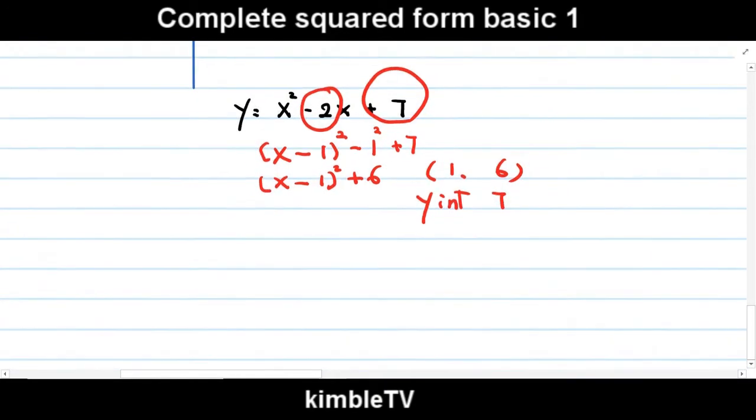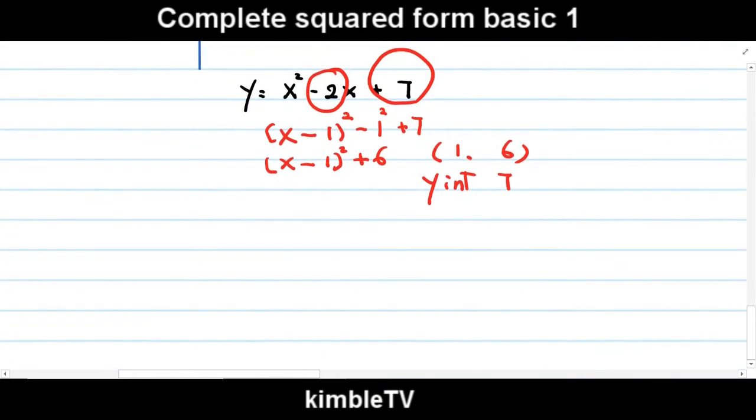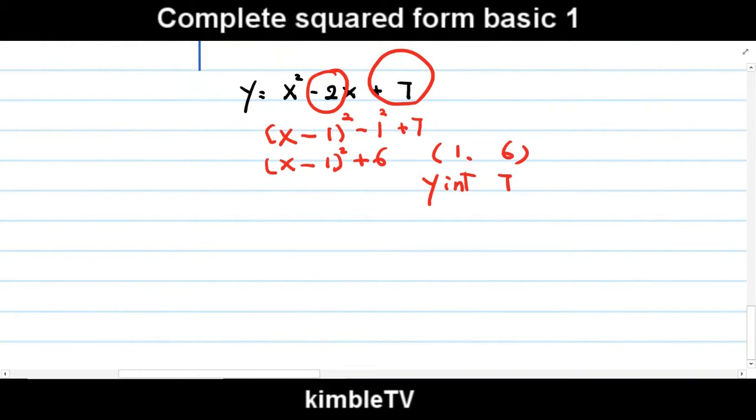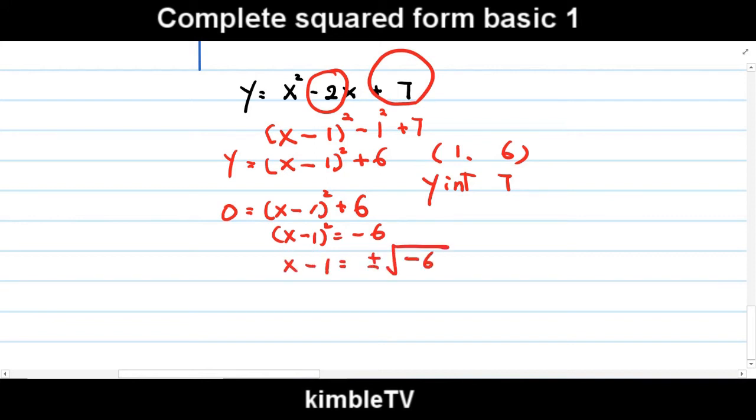And the x roots: we must let y be 0 in order to find the x roots. 0 equals x minus 1 squared plus 6, so x minus 1 squared equals minus 6, and x minus 1 equals plus or minus root minus 6. This is the imaginary root.